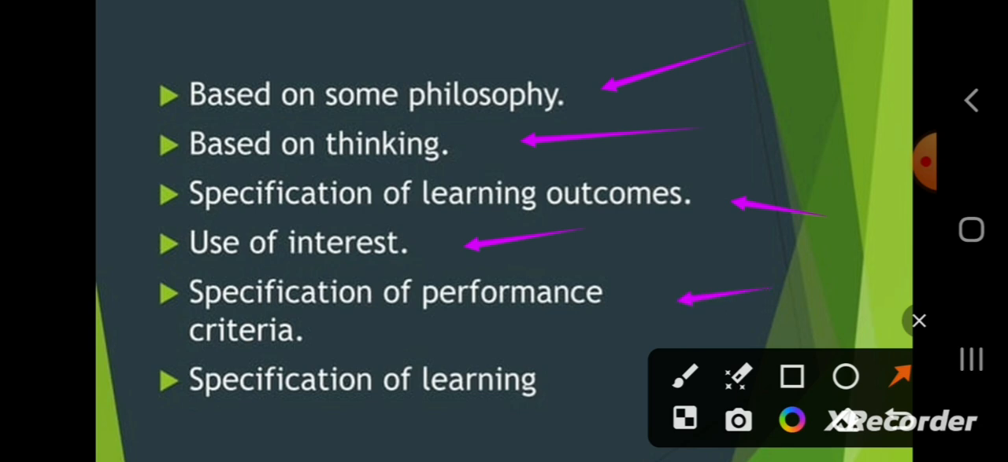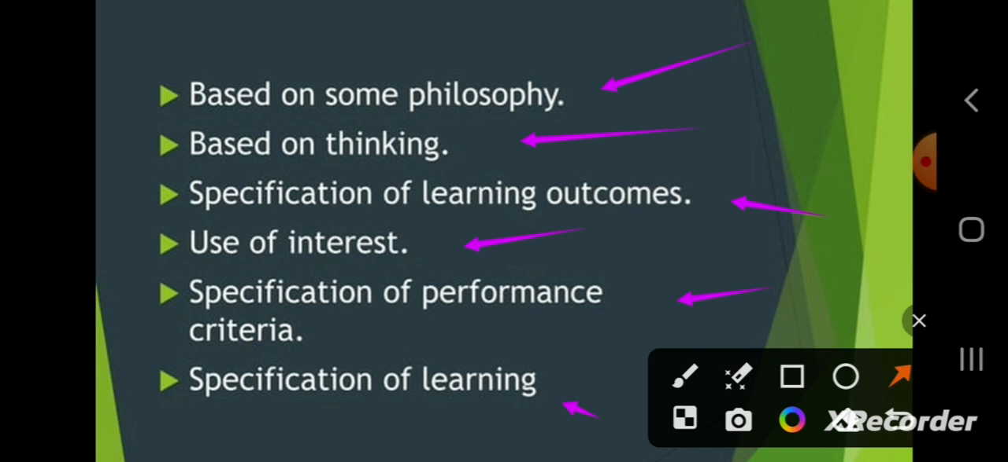Specification of performance criteria. They define criteria for assessing student performance. This includes establishing how students' understanding and skills will be evaluated, ensuring that assessments align with the learning objectives. Specification of learning procedure. Teaching models provide detailed procedures or steps to follow in delivering instruction. This includes how to present material, interact with students, and structure classroom activities.